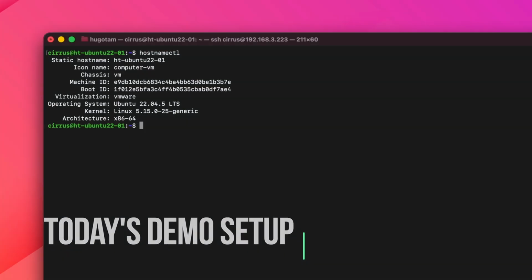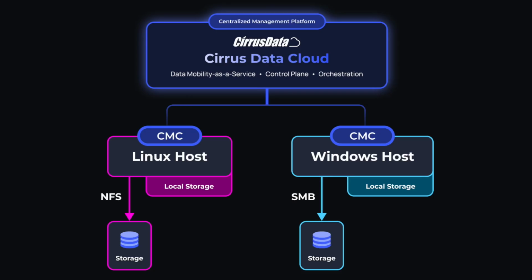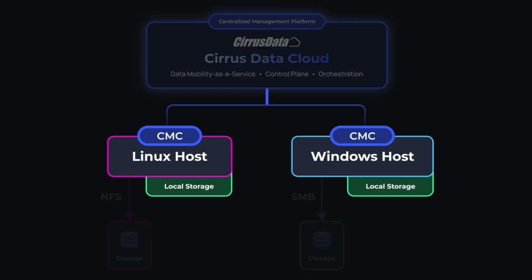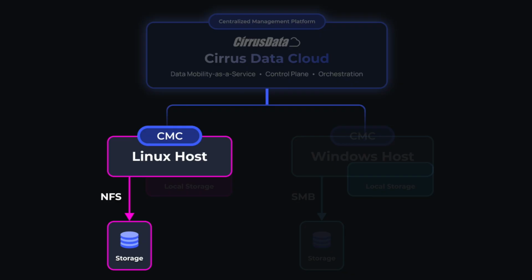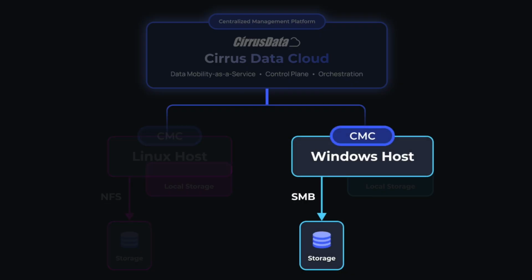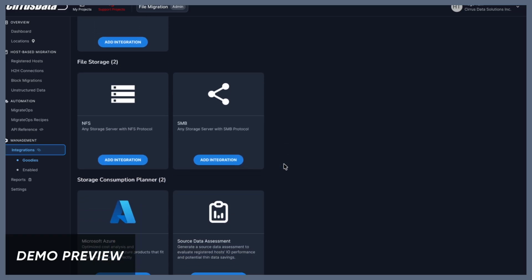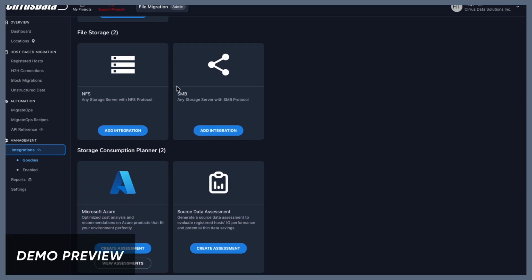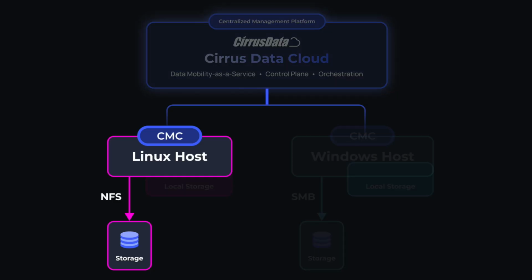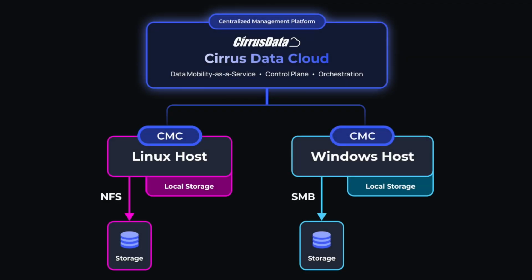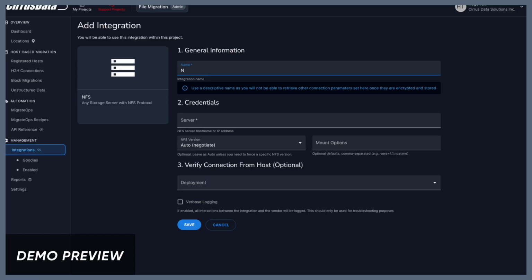This is the setup we have prepared for today's demo. Cirrus Data Cloud works with any storage your host can reach. That includes local file systems, NFS on Linux hosts, and SMB shares on Windows hosts. Our storage integrations can assist you in connecting your hosts to your network shares, but you can also connect and mount the file systems yourself, and CMC will still work the same way since it is automatically protocol aware. We will get into those options when we set up the migration.